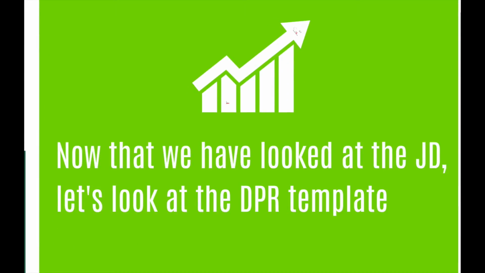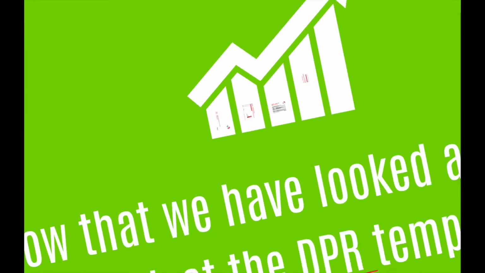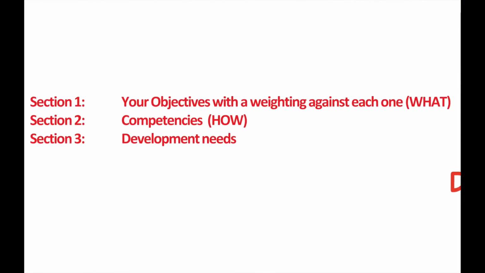Now that we've looked at the JD, let's have a look at our DPR template. Remember, DPR is an abbreviation for Digicel Performance Review. There are 3 sections to the DPR. First, your objectives, or in other words, what we expect you to do. Your competencies, how we expect you to behave. And finally, your development needs.